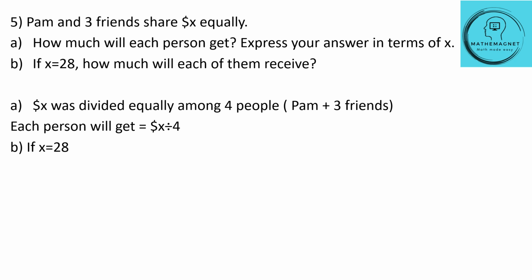So if x is equal to 28, that is question B. If x is equal to 28, how much will each of them receive? So we will have to replace x with 28 in the above expression. So it becomes 28 divided by 4, which is equal to 7. So each person will get $7.